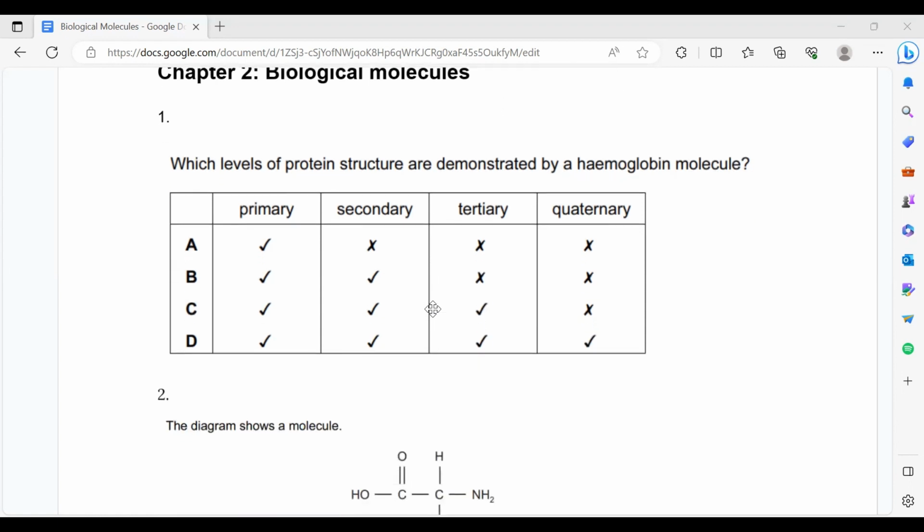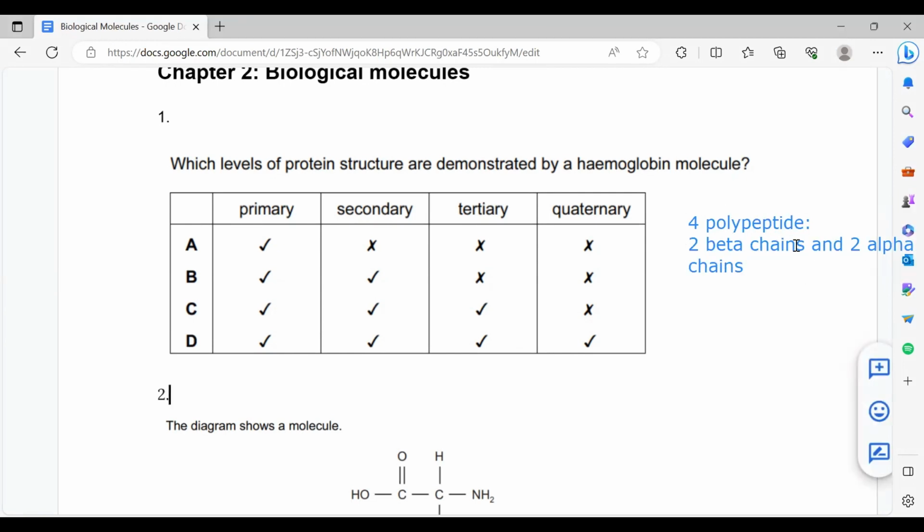For question number 1, which levels of protein structure are demonstrated by a hemoglobin molecule? For a hemoglobin molecule, what we need to understand is that it has four polypeptides, two beta chains and two alpha chains. When a protein has more than one polypeptide, then it demonstrates a quaternary structure, right? And to reach the quaternary structure, it must have a primary structure.